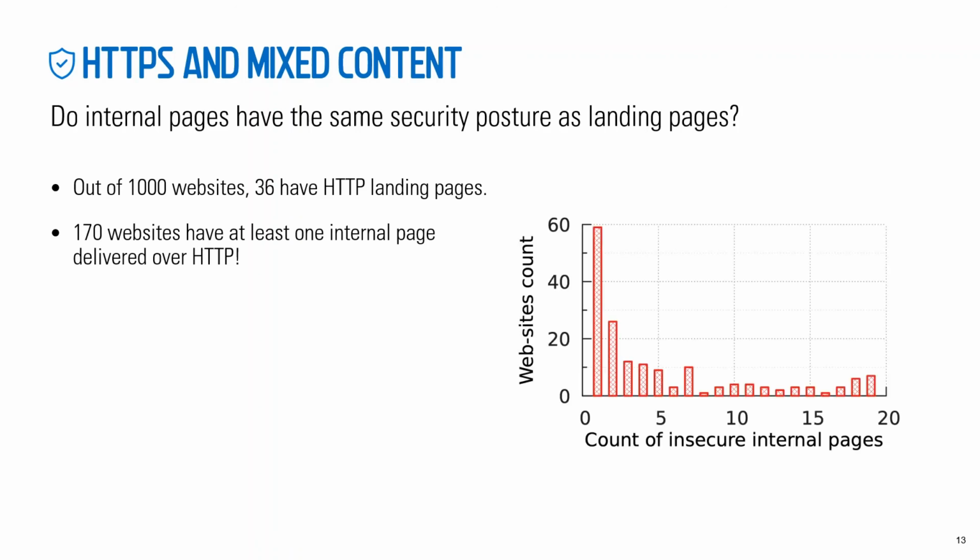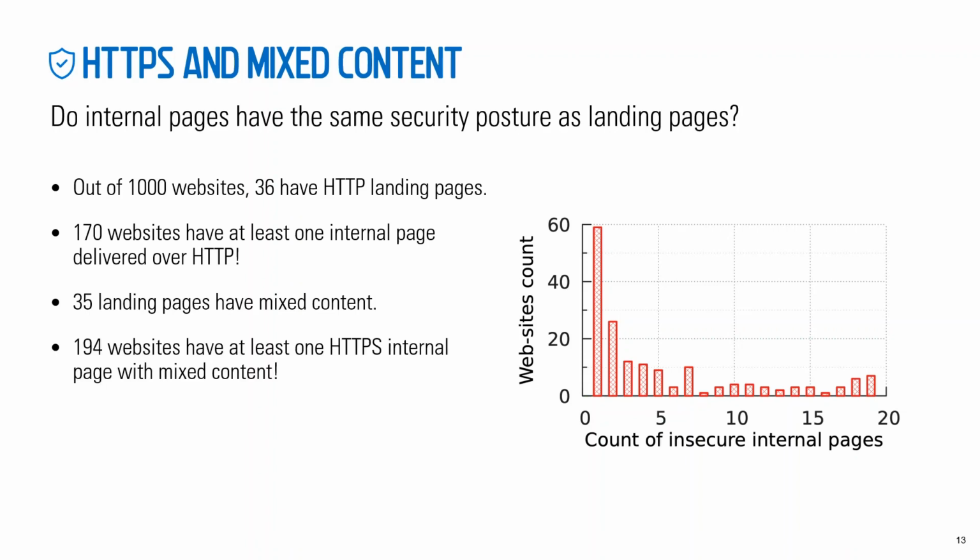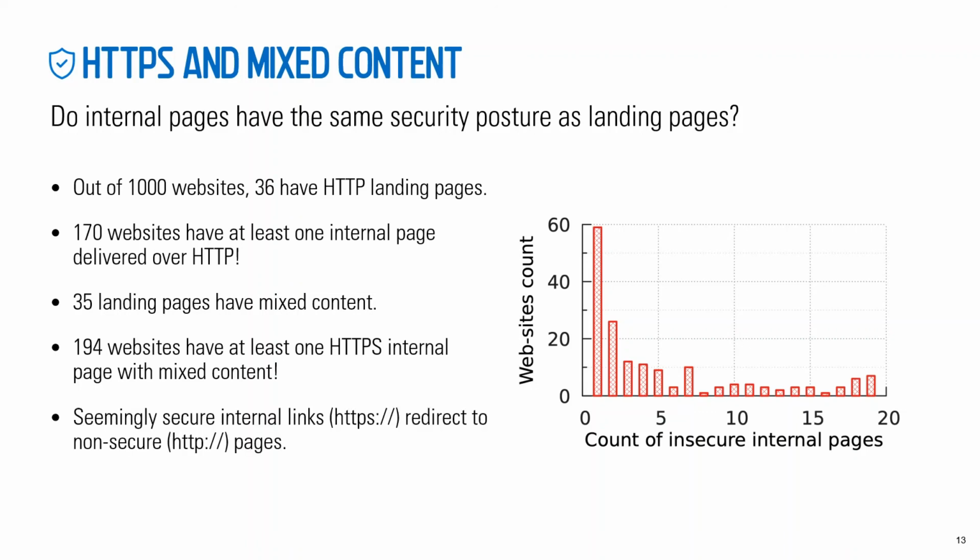This plot is a histogram of the number of websites, each having a given number of non-secure internal pages. When it comes to mixed content, we found that only 35 websites have HTTPS landing pages with mixed content, but 194 websites have at least one internal page delivered over HTTPS but with non-secure mixed content. We also observed some internal page URLs that seemed to be secured. That is, they started with HTTPS, but they redirected to non-secure pages delivered over HTTP. Hence, if we ignore internal pages when measuring security on the web, we may overlook critical problems.